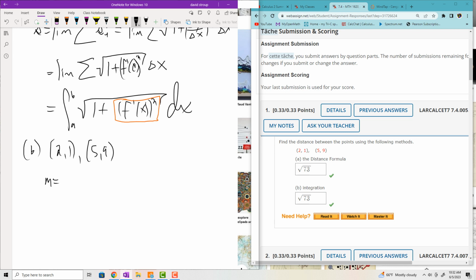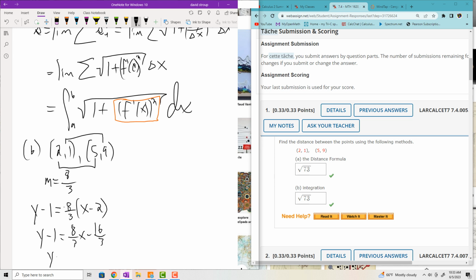So the slope here: 9 minus 1 is 8, all over 5 minus 2 is 3. So using the point slope formula, y minus whichever y value you want equals m, which is 8/3, times x minus 2. And then we got y minus 1 is 8/3 x minus 16/3.